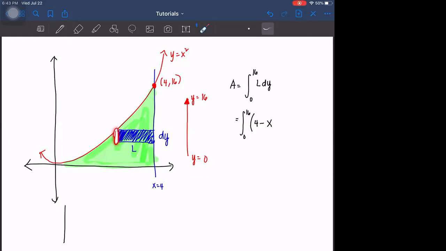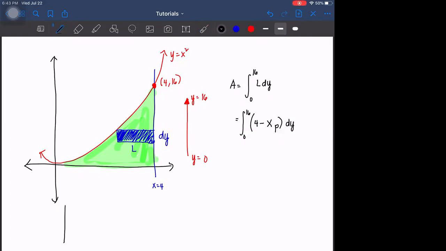Unsa nga curve ang iyang gitouch? It's y equals x squared. Yes. It always touches the parabola. So, we can say, kaning 4, kay constant man ni siya diri, wa man ni siya nausab diri, this is always 4 here, minus x of the parabola dy. Okay? But what is this x of the parabola in terms of y?